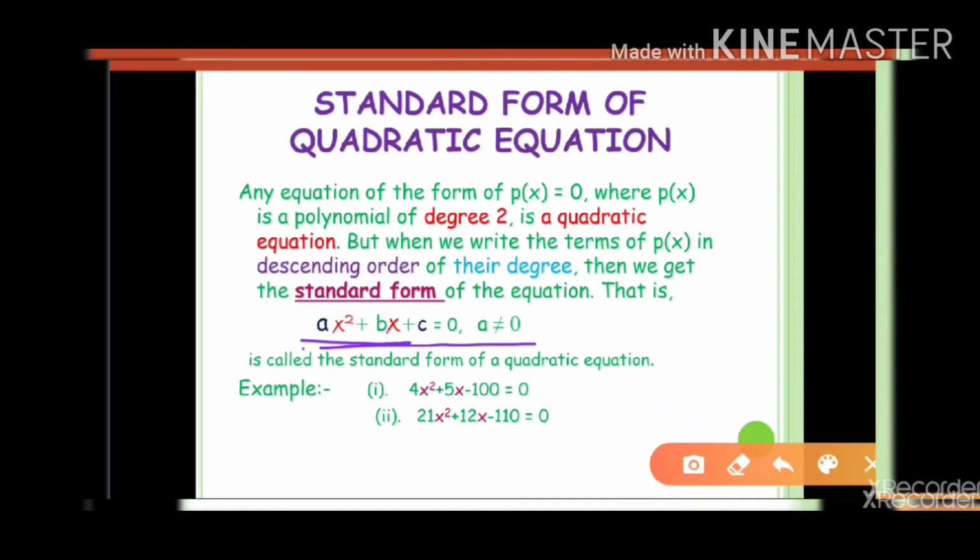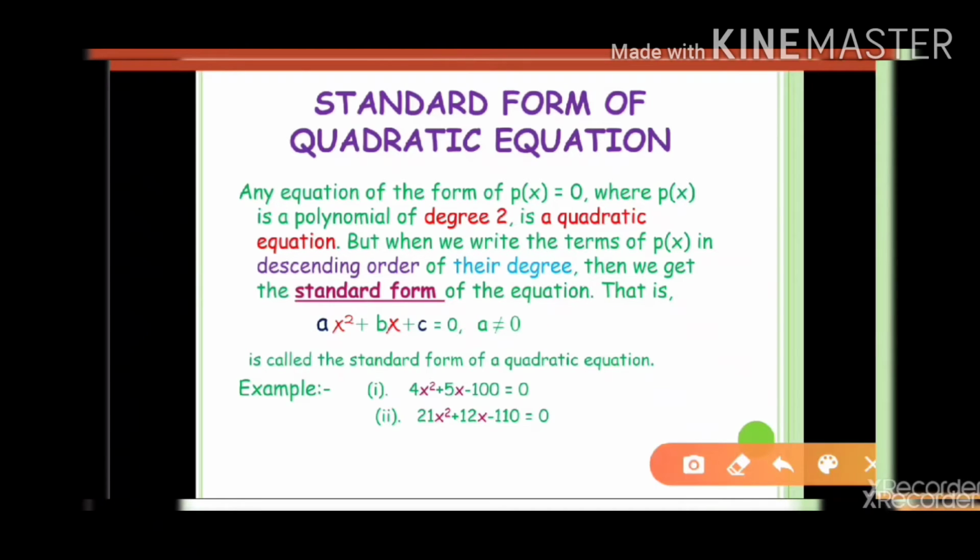In this quadratic equation, all the terms are written in descending order. The degree of this term is 2, the degree of this term is 1, and the degree of this term is 0. That is the descending order of these degrees. Therefore, ax squared plus bx plus c equal to 0 is the standard form of a quadratic equation, where a is not equal to 0.